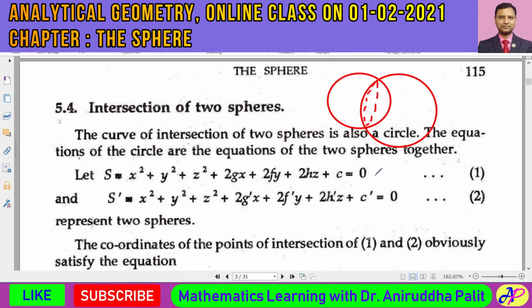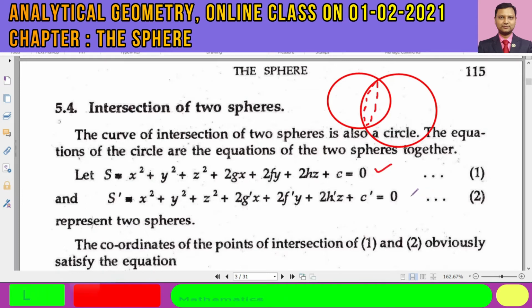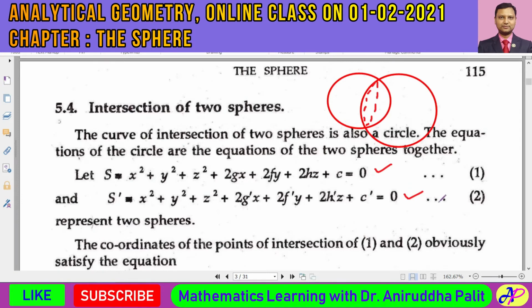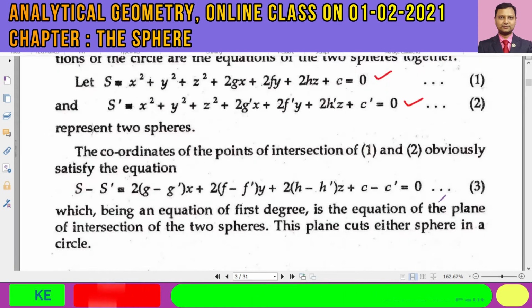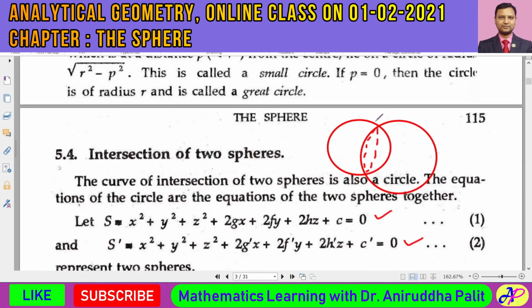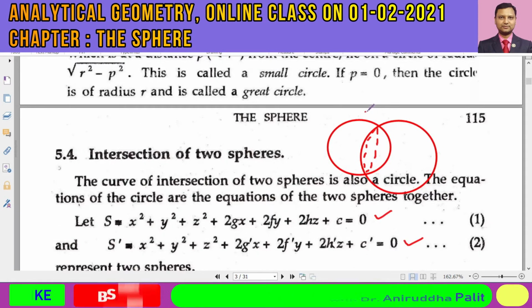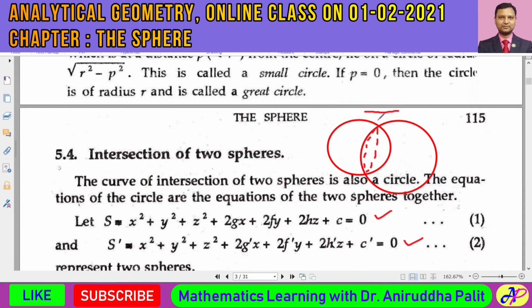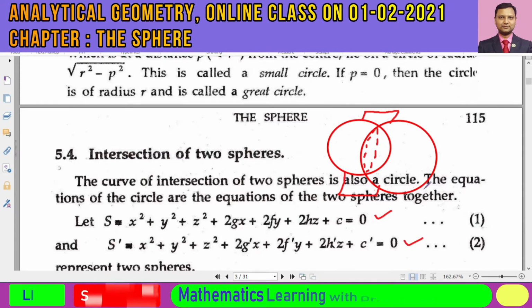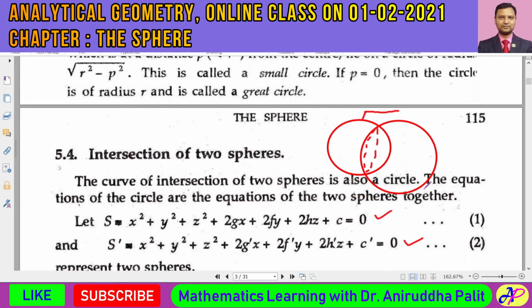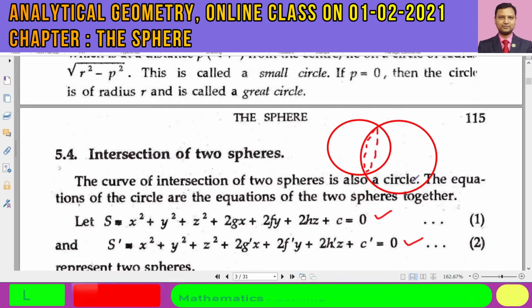Suppose the equation of the first sphere is S = 0, and the equation of the second sphere is S' = 0. In that case, how do we obtain the equation of the plane of intersection? This would be the plane of intersection on which this circle will be generated. So how do we obtain this plane of intersection?